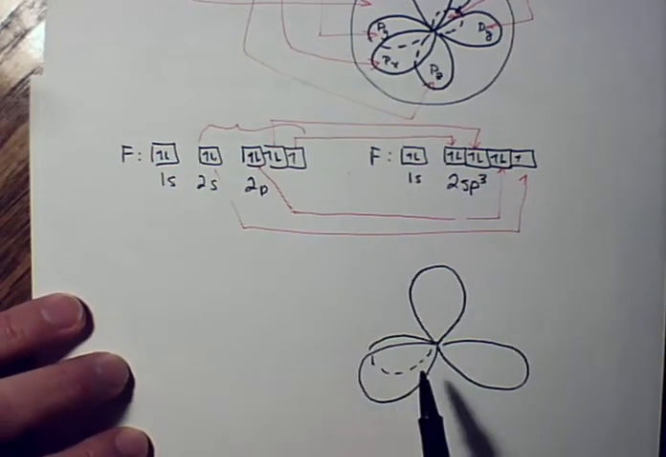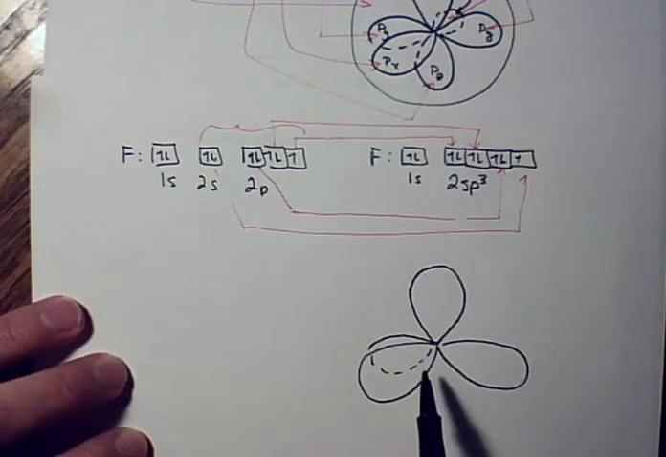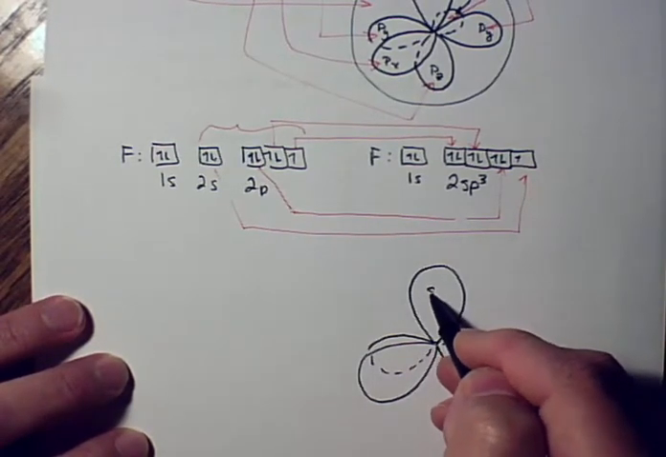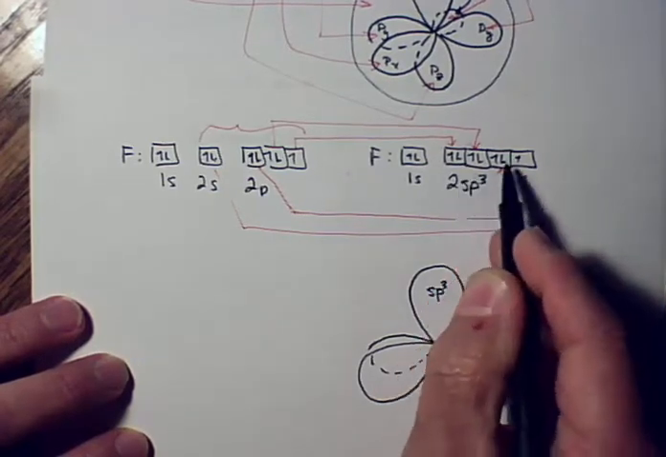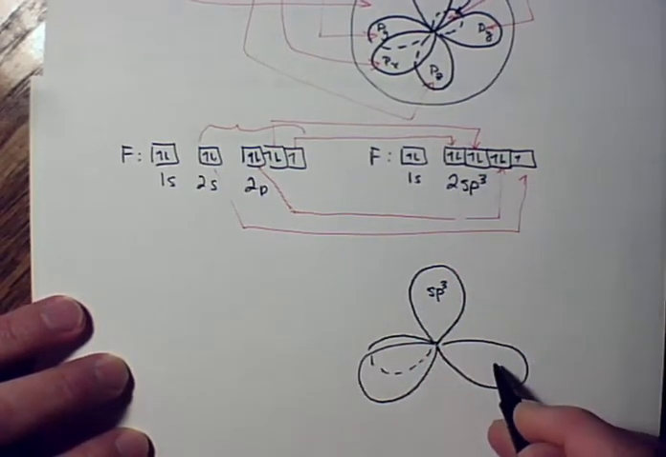So this is what a set of sp3 hybrid orbitals looks like. Okay? So each of these orbitals are sp3 hybrids, just as all 3 of those are. I mean, all 4 of those are.